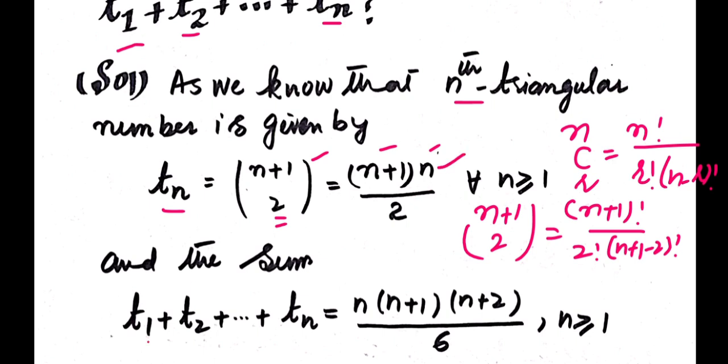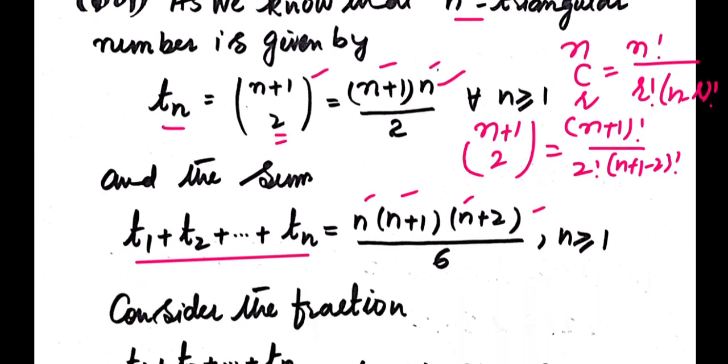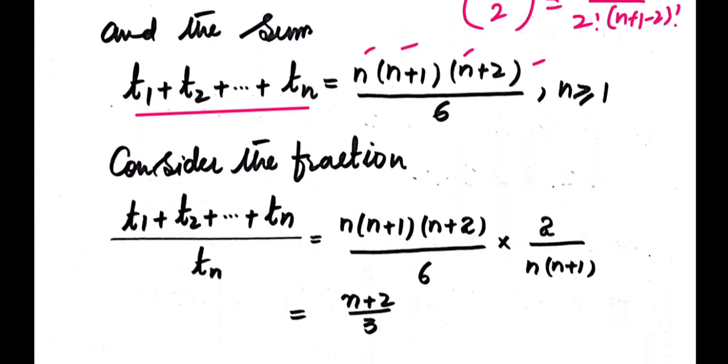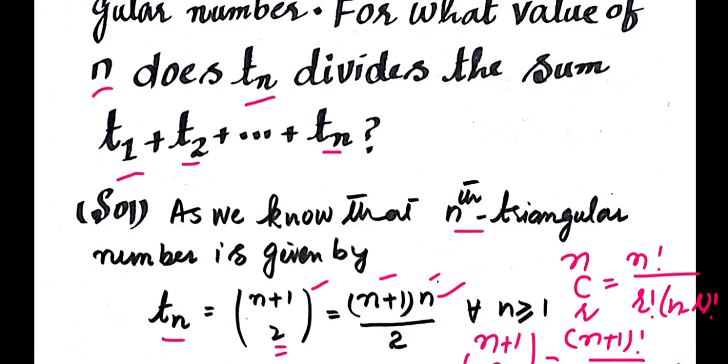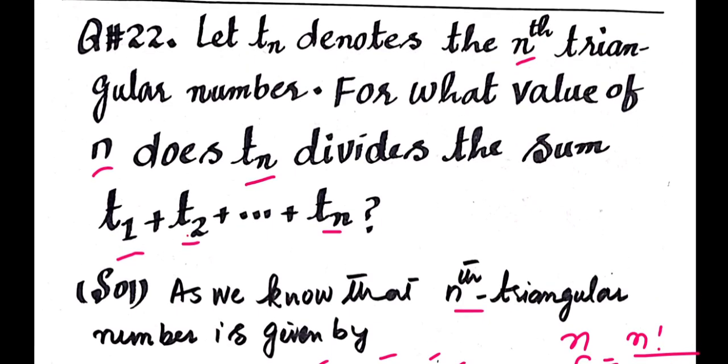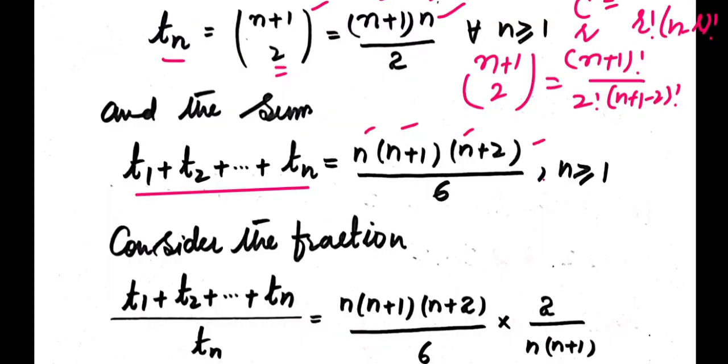And further, we also know that the sum of these n triangular numbers is simply given by n into n plus 1 into n plus 2 over 6. These formulas are given in problem 2.1. Now we have to find such a value of n for which this complete sum is divisible by Tn. Tn means nth triangular number. So we consider the fraction, numerator is the sum and the denominator is the triangular number.